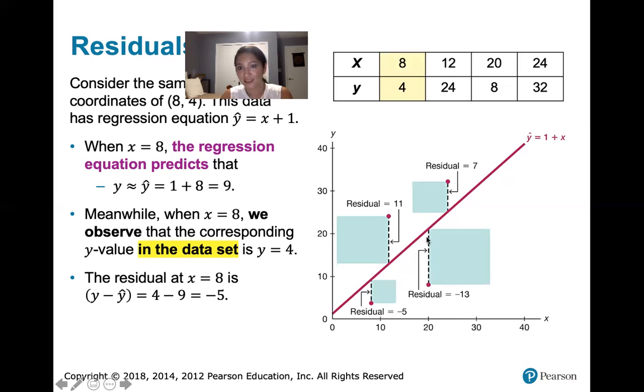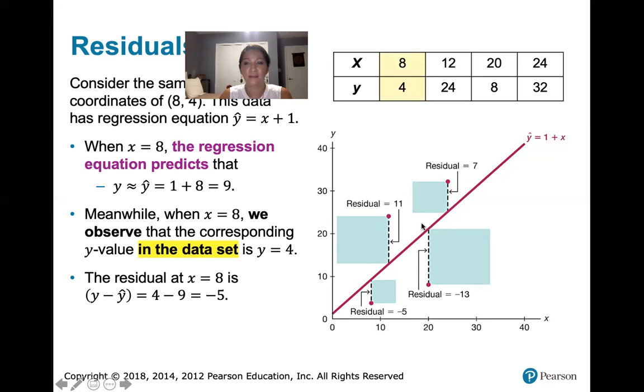So here's another point that lies below the line. This must correspond to X equals 20. When X equals 20, the regression equation predicts that Y hat is equal to 21. That's what the line tells us. But it turned out that when X was equal to 20, the actual Y value was 8. So we plot the point X equals 20, Y equals 8 in our scatter plot. The difference between this Y value here and this Y value up here on the line is the residual. Since our point is below the line, the residual is negative.